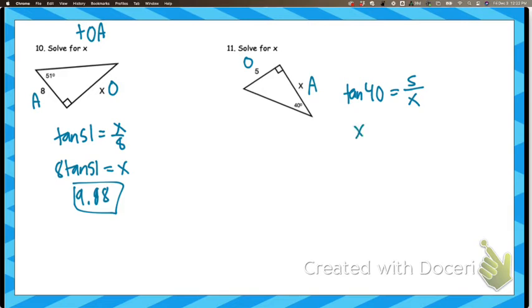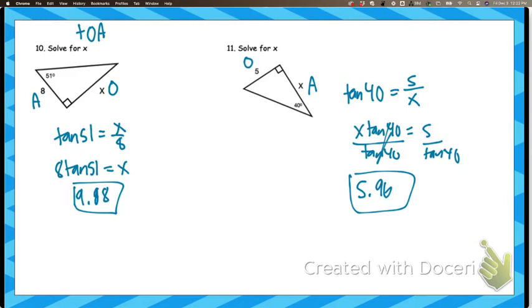So multiply both sides by x, divide by tan 40. So what you're going to plug into your calculator is 5 divided by the tangent of 40, which is 5.96.